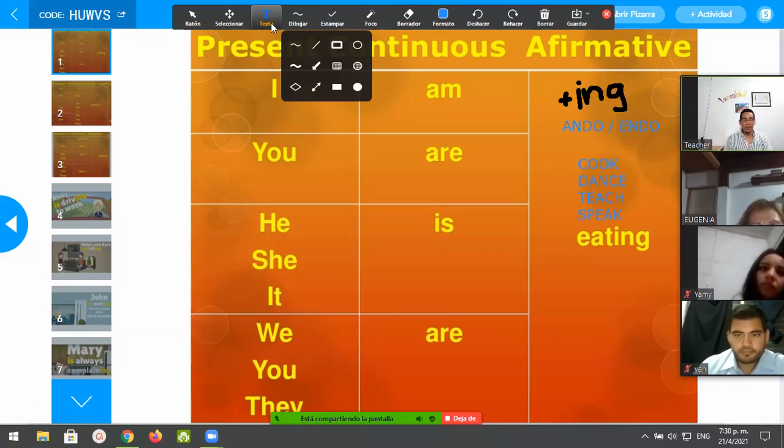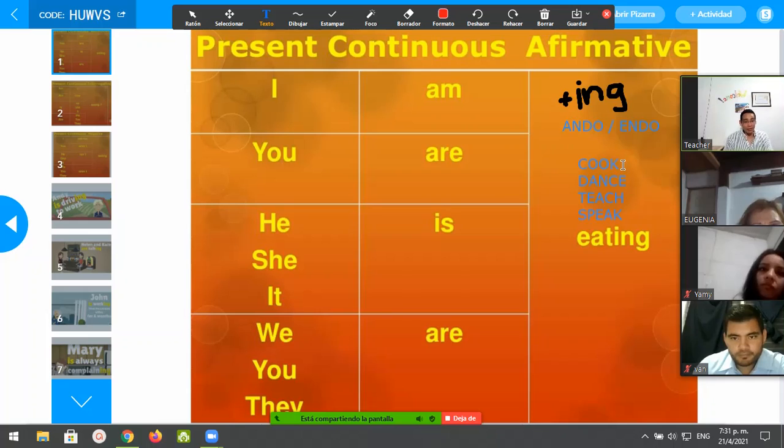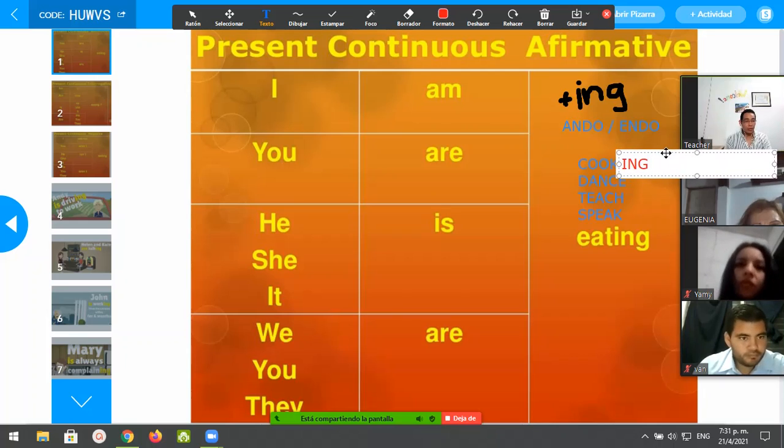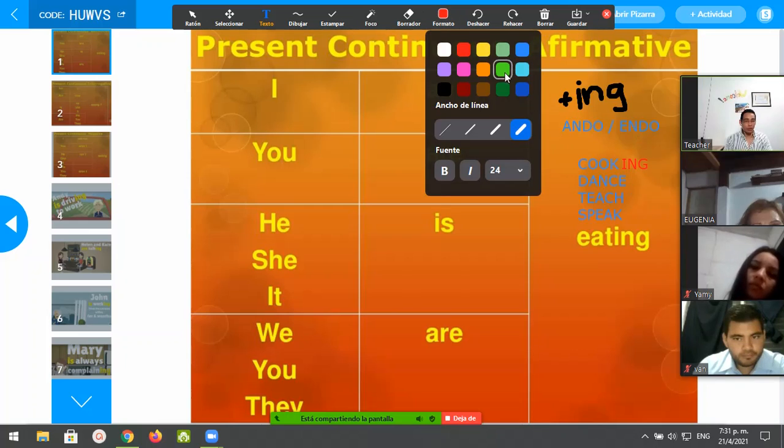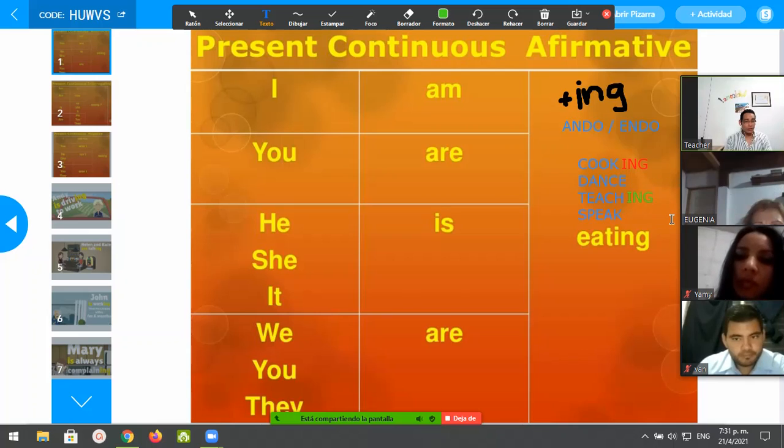So in this case, if you say, for example, cooking, well, cook in Spanish is cocinar, right? But then when you put the ing form, it turns into cooking, okay? And cooking is cocinando, right? Now, when you say, for example, other verb, you can say, for example, teach. Well, when you put teach and you put the ing, it turns into teaching. Or in Spanish, enseñando, right? In this case, for example, speak with the ing form, it turns into hablando, right?